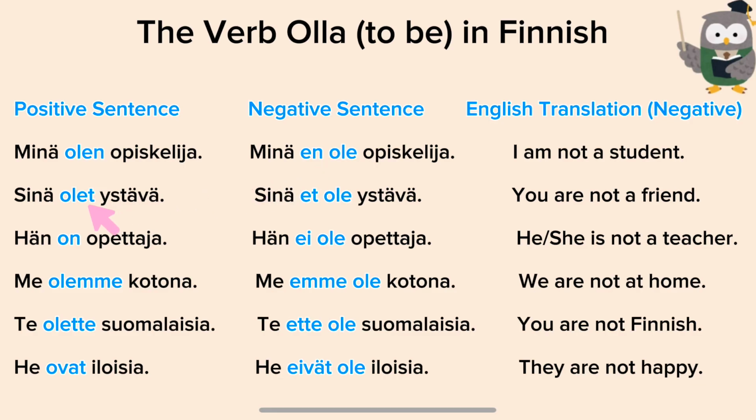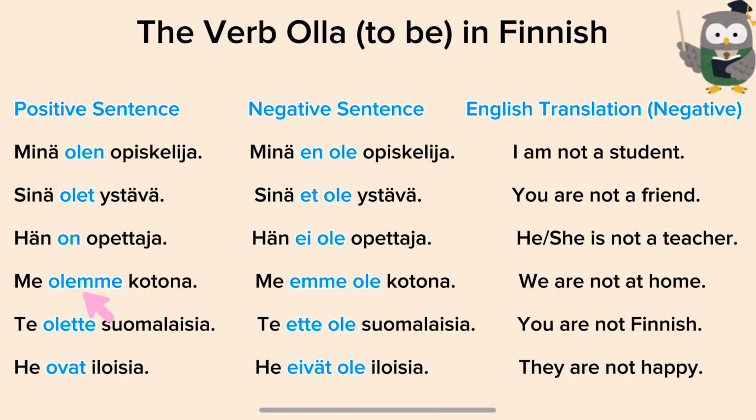Next, sinä olet ystävä. You are a friend. To turn this into a negative sentence, sinä et ole ystävä. You are not a friend. We change the verb to et to make the sentence negative. For this one, hän on opettaja. He or she is a teacher. In the negative form, hän ei ole opettaja. He or she is not a teacher. Here we use ei before the verb to make it negative.